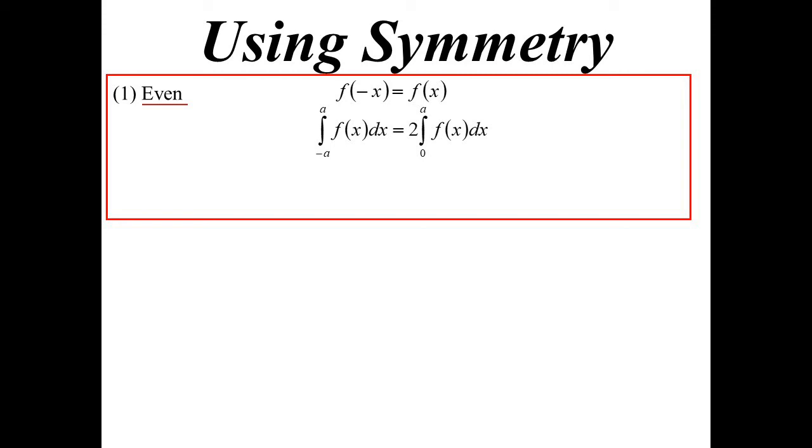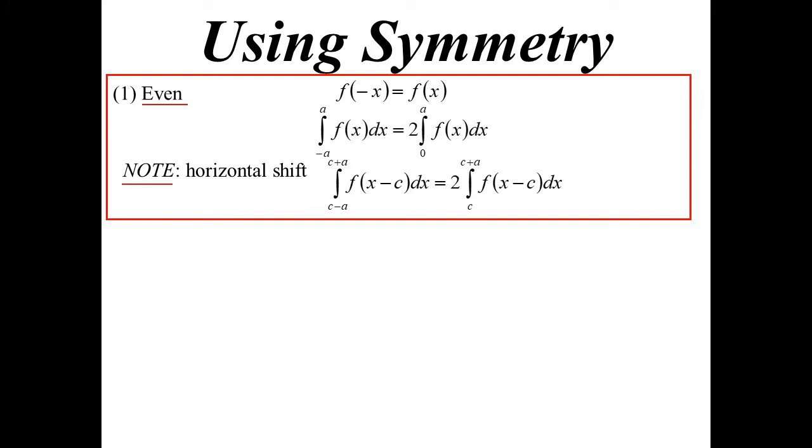But should the situation arise, if we've got an even curve that has been shifted, and you happen to notice that you have symmetry around where it's been shifted to, so say we've moved it over to x equals c, but we're integrating from c minus a to c plus a, then we could still use that idea. We're still going to have symmetry about x equals c. Yes, it's an unusual situation. You may never use it. But if you do happen to spot it, use it to your advantage.